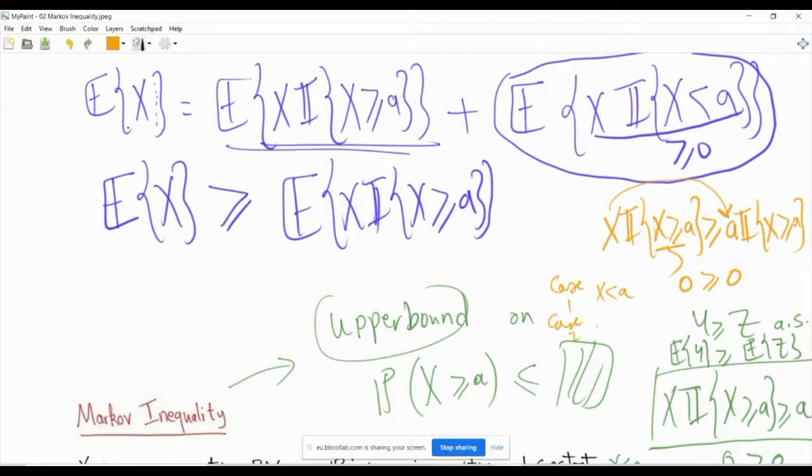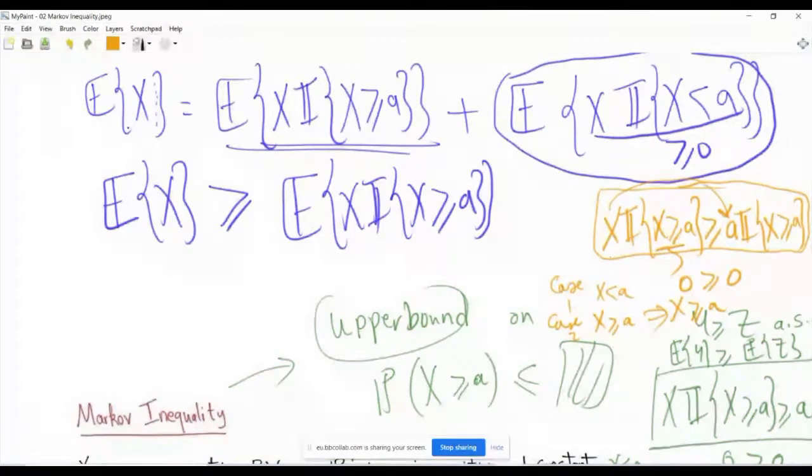Then case two: x is greater than or equal to a, that's when our indicator is equal to 1. Then basically you have x greater than or equal to a. So if x is greater than or equal to a, then x is greater than or equal to a. That's a correct logical statement. So this is true, and here I did not even consider x to be a random variable. This is true for any real number x, okay?